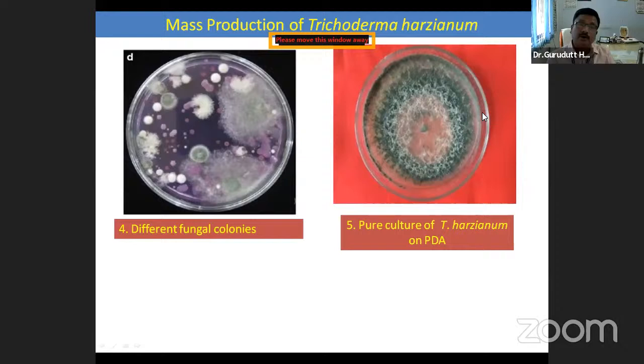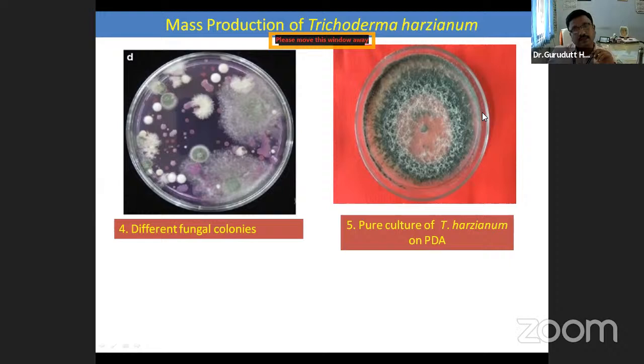Now, this is especially for the production of Trichoderma harzianum. You can see in the beginning a lot of contamination will come on the plate, because, as I told you, in soil there are so many microbes. Whatever precautions you take in the laboratory to minimize these errors, many times these things are bound to happen. But the students or the entrepreneurs should have the patience to isolate the desired organisms.